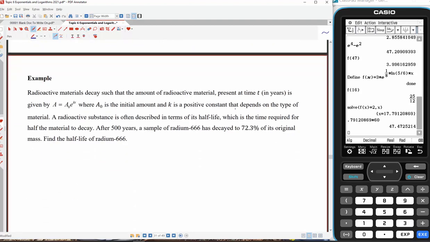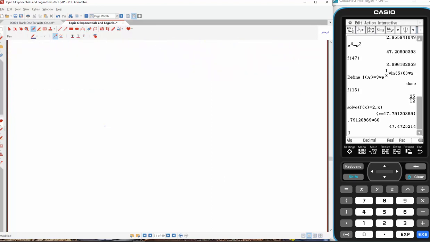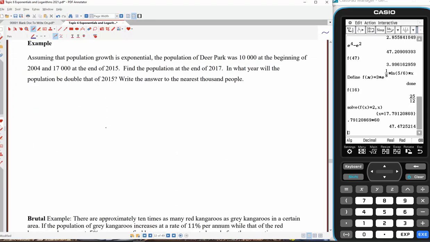Okay, this example here, we're not going to do that. We've done this already. This is a half-life question, so we're not going to bother working out the half-life. I think the first example that we did was one of these. So let's do this one here.